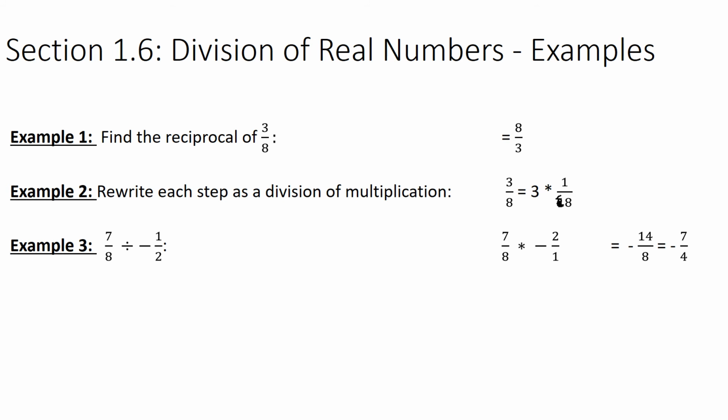7 times 2 is 14. 8 times 1 is 8. So I got negative 14 over 8. And that can be simplified if I just cut it in half on both sides to negative 7/4.